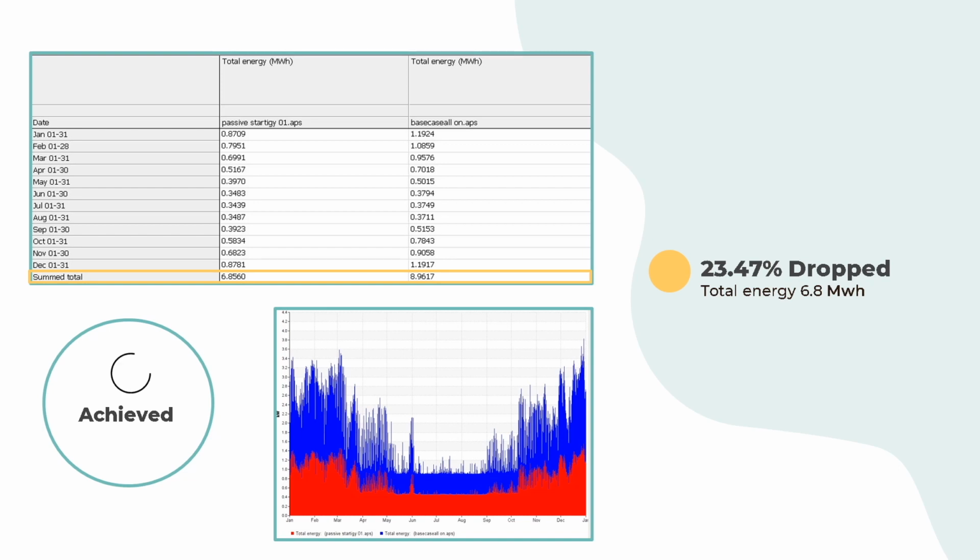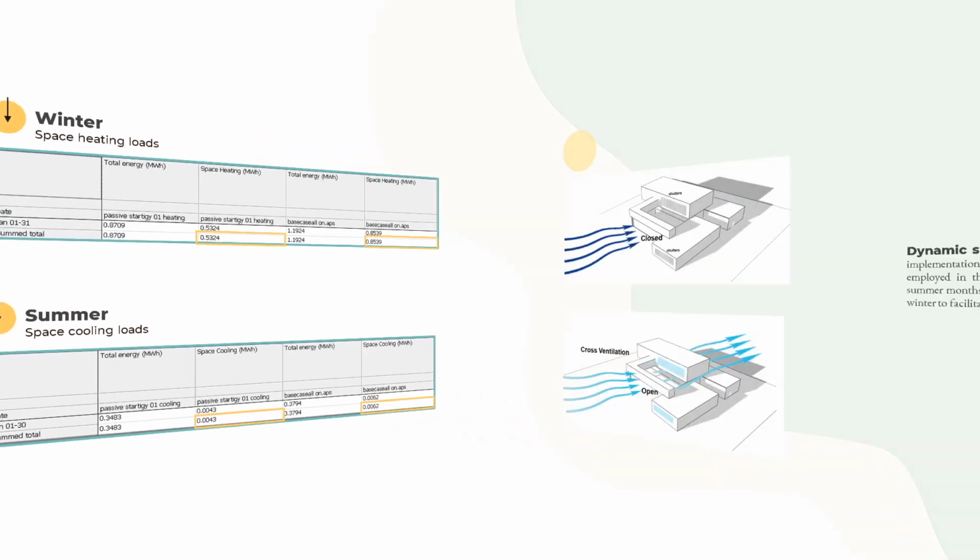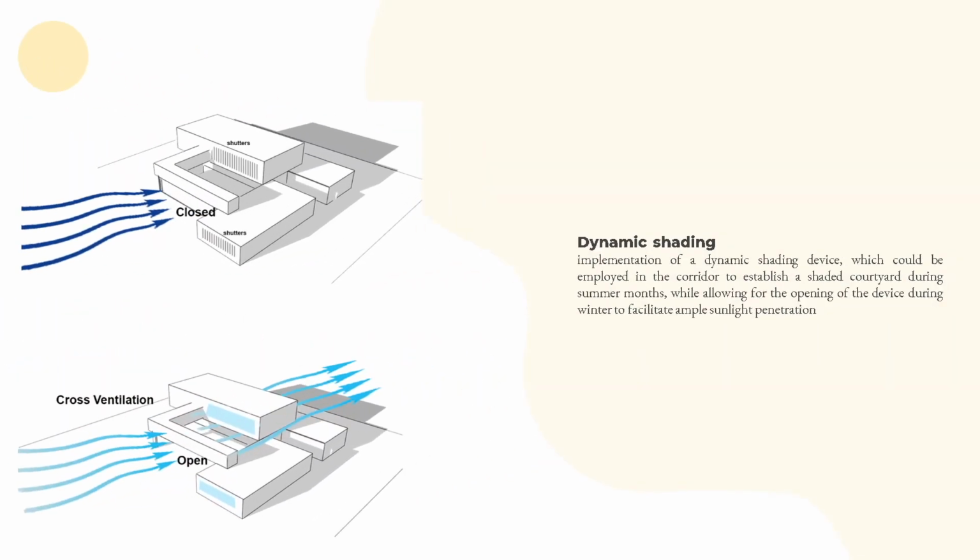So the passive model demonstrates a remarkable achievement of approximately 23.4% energy saving throughout the year. Moving to winter and summer period, here is a comparative analysis of space heating and cooling load between the passive model and the base case. And it's showing a drop in the space heating and cooling during the winter and summer. Second strategy is natural ventilation and orientation.